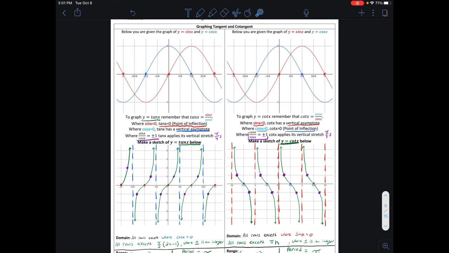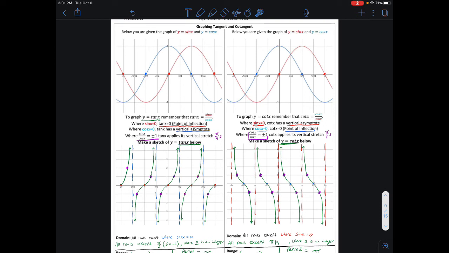To sketch the rest of the graph, we're going to look at where sine and cosine have the same value. So where sine divided by cosine equals positive or negative 1, that's going to be where tangent gets to apply its vertical stretch factor, which is going to be halfway in between the point of inflection and the vertical asymptote. In fact, we should know this because on all the pi over 4's graphically, at positive pi over 4 and negative 3 pi over 4, they have the same value, and they have the same value but opposite signs at positive 3 pi over 4 and negative pi over 4. So that's going to be where tangent equals positive or negative 1. I put those points here in purple.